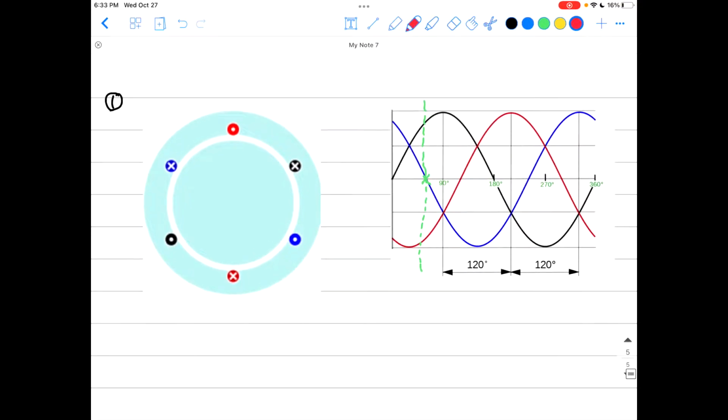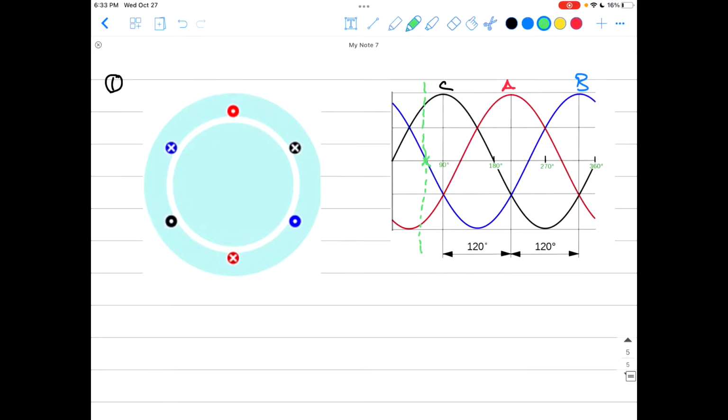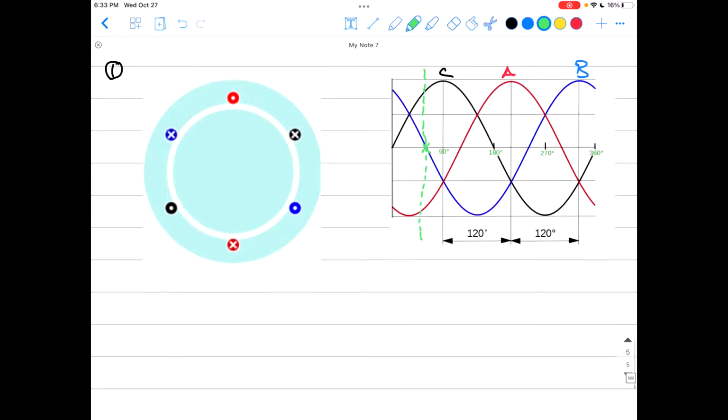Again, the red one is A, the blue one is B, and the black one is C, okay? So at this instant of time, because we're just dealing with time here, the voltages will be looking like this, okay? From here, you will find the blue one, B, is crossing 0, so VB equals 0. And VA is positive. Sorry, it's negative. Yeah, the red one here is negative. And VC is positive. You can see the black one here is positive, okay?